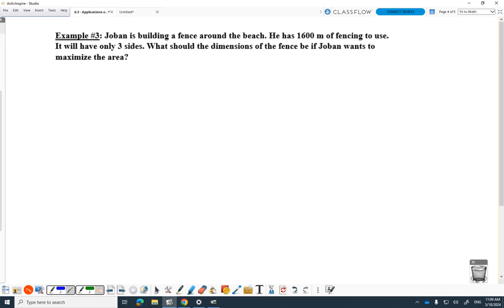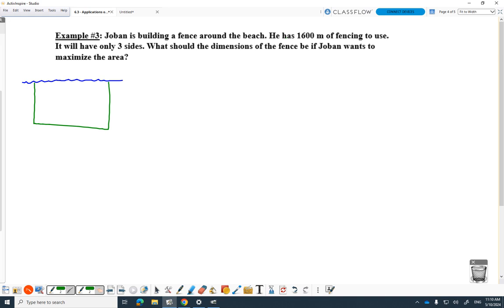So watch this geometry. He's building a fence around the beach. It will only have 3 sides. What he means by that is it's got water on one side. Yes? He's got some pet seals. When they come on the land, I'm just making up random stuff now, he wants them fenced in a play area. He can't control them once they're in the water.